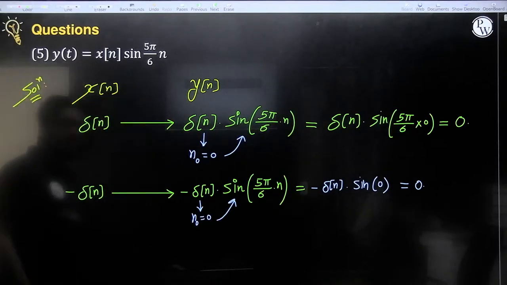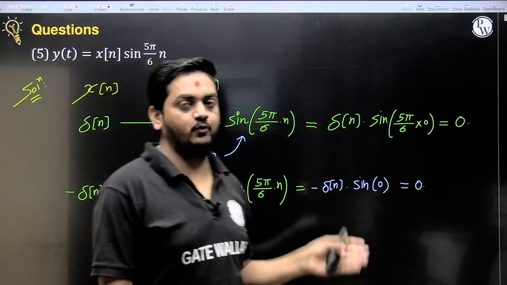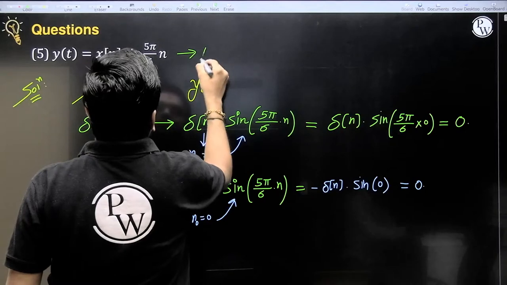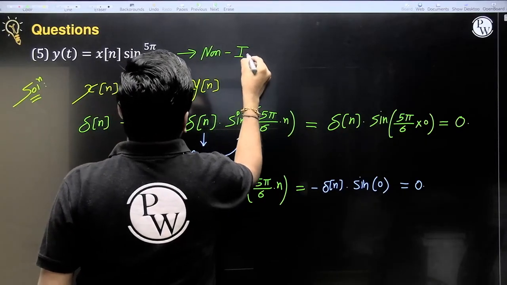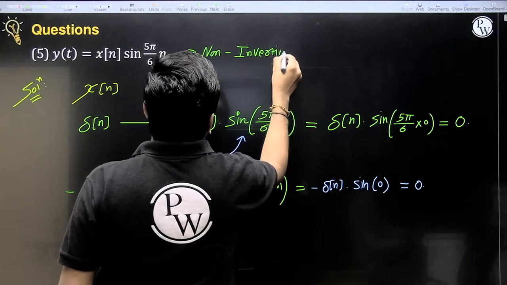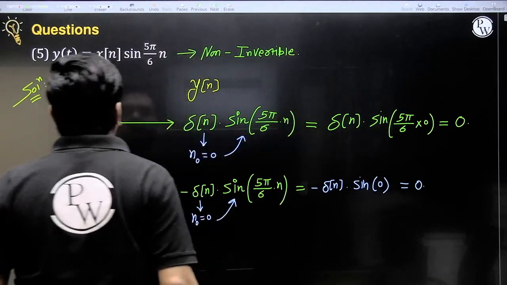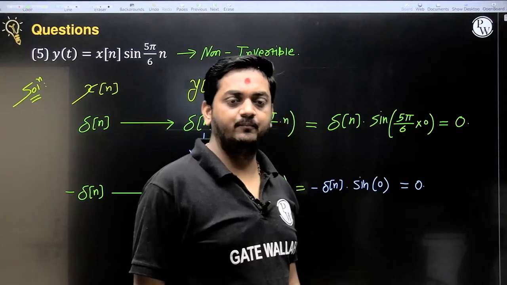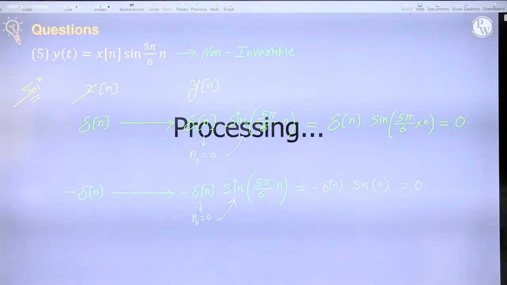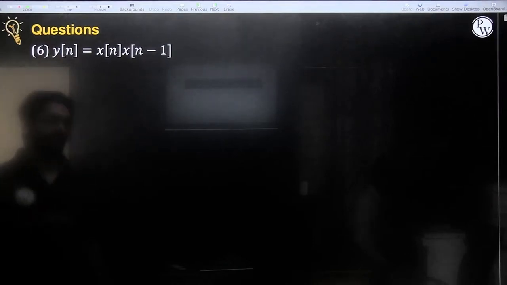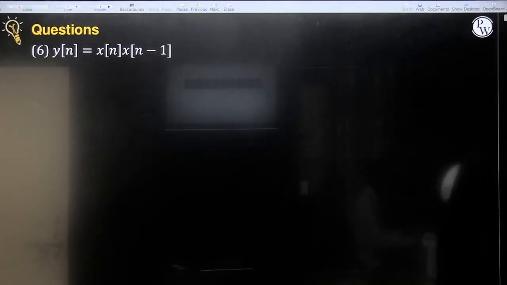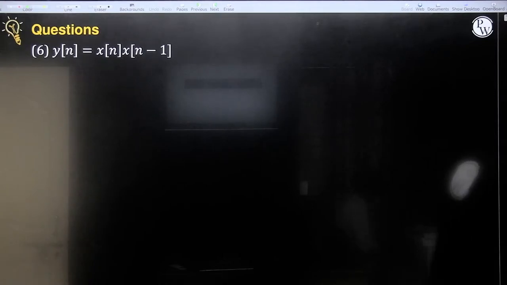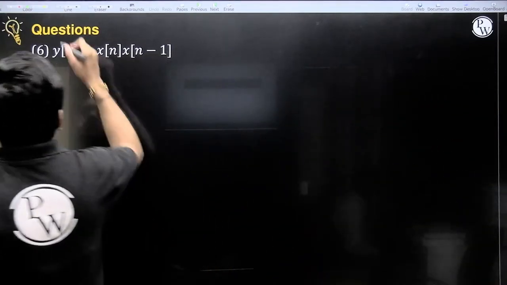Again we can see here, for the different input, here also we are getting the same output. That's why the given system is said to be non-invertible. Fine. Here, to everyone, what is a non-invertible system? Now, x of n into x of n minus 1, the product. Is x of n into x of n minus 1 invertible or non-invertible?